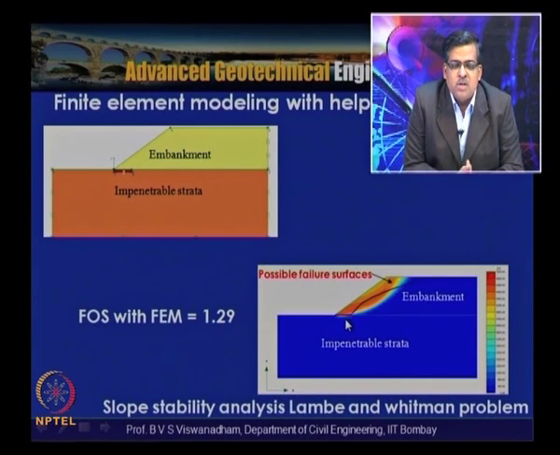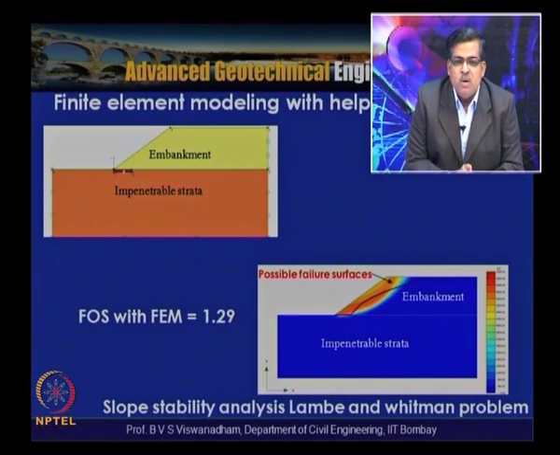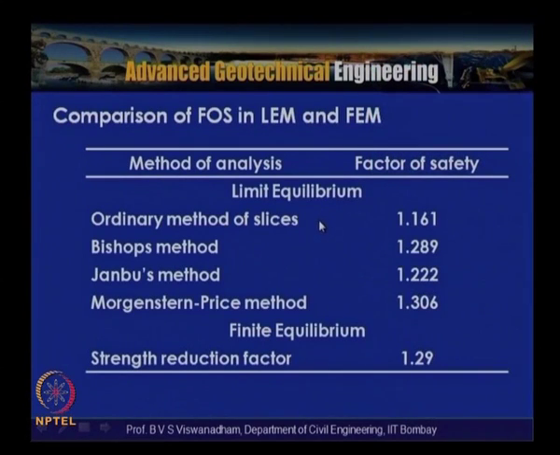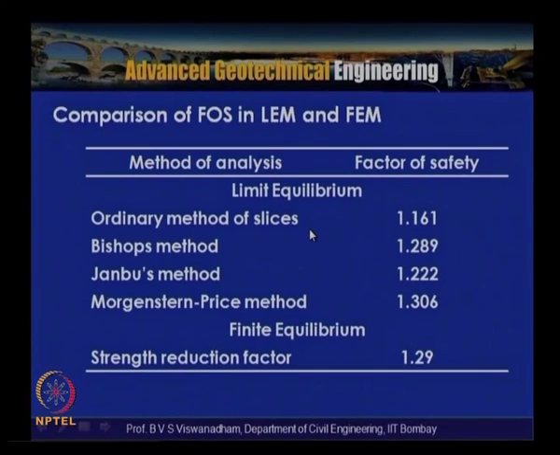The factor of safety obtained by using LE analysis is found to be 1.289, and with this method it is found to be about 1.29. So the comparison of factor of safety with the LEM and FEM is given here. If you perform the ordinary method of slices, it is 1.161, and with Bishop's method, it is 1.289, and Janbu's method, which is 1.22, and the Morgenstern-Price method with force equilibrium, 1.306.